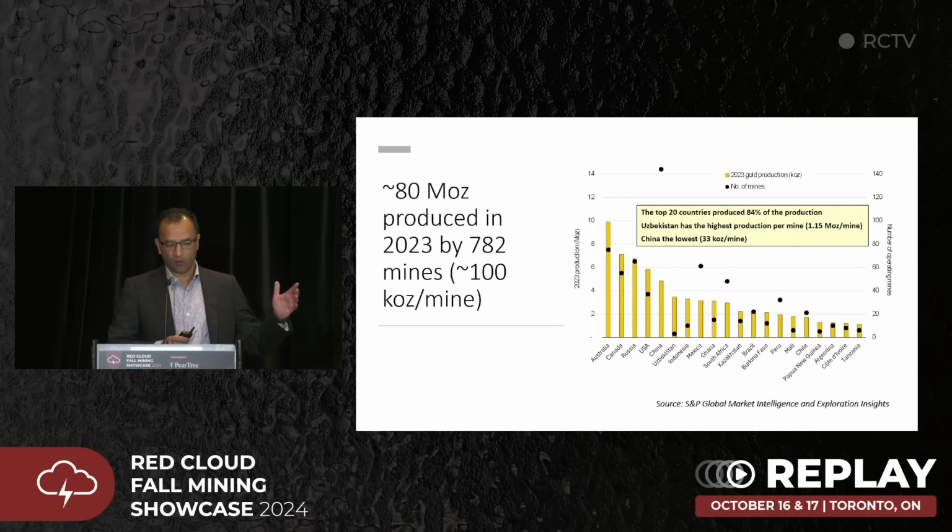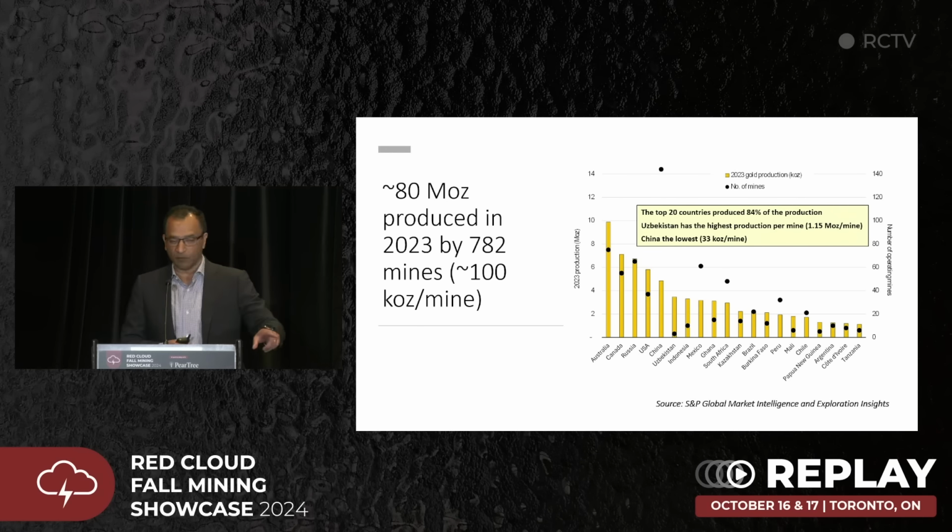Okay, so in 2023, according to S&P Global Market Intelligence, there was about 80 million ounces of gold produced. 782 mines, on average about 100,000 ounces per mine. So what you'll see is those jurisdictions like Australia, Canada, and the US will come up a lot because that's really where people want to give money to. Because they'll take the risk on the drill bit, but they don't want to take the risk on the jurisdiction.